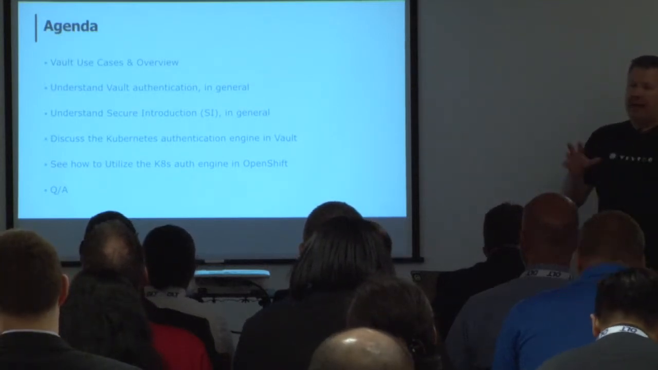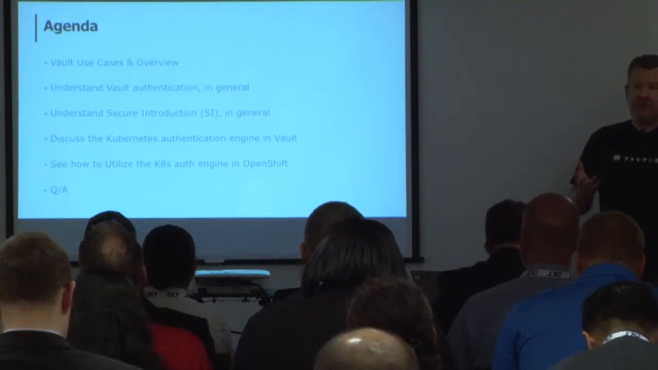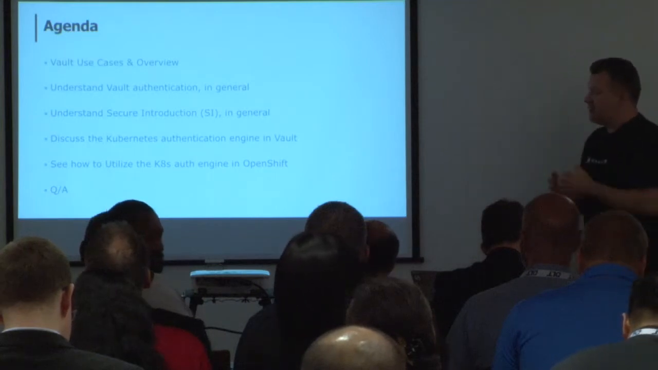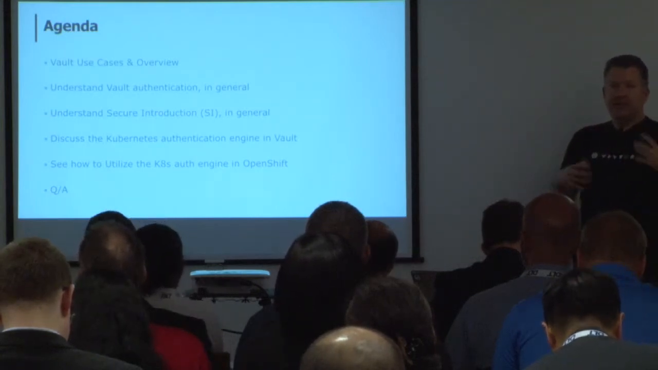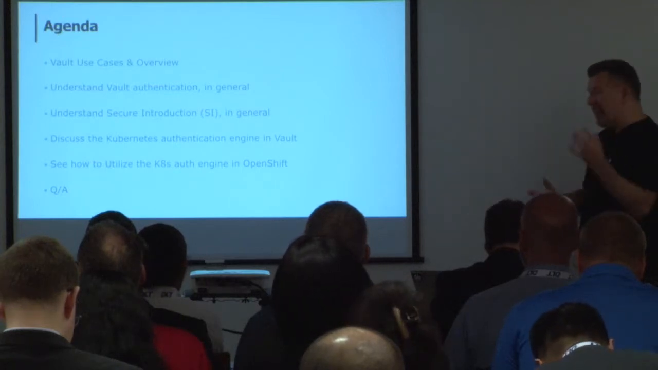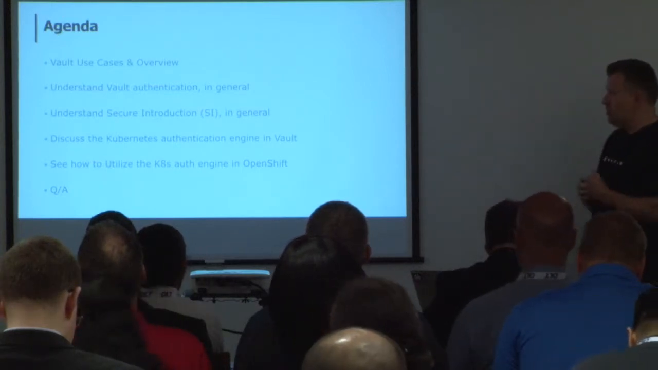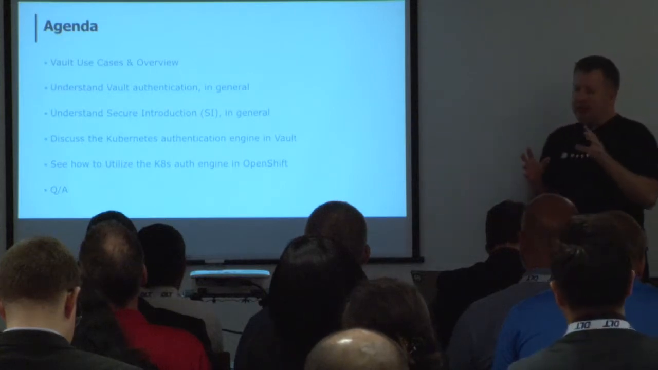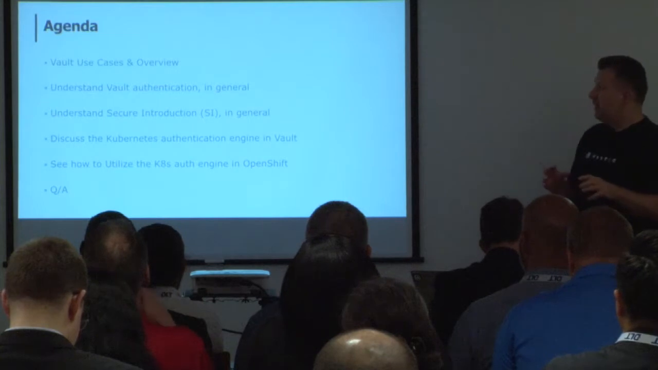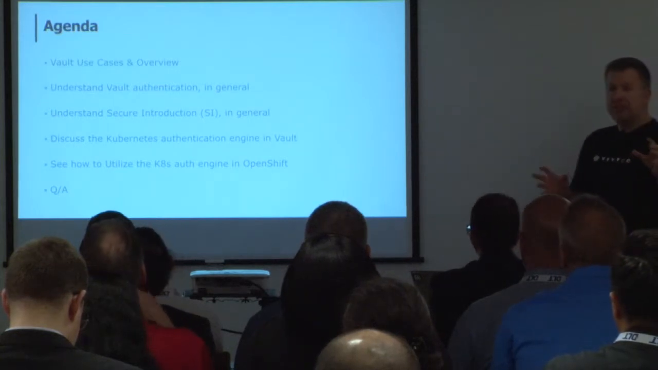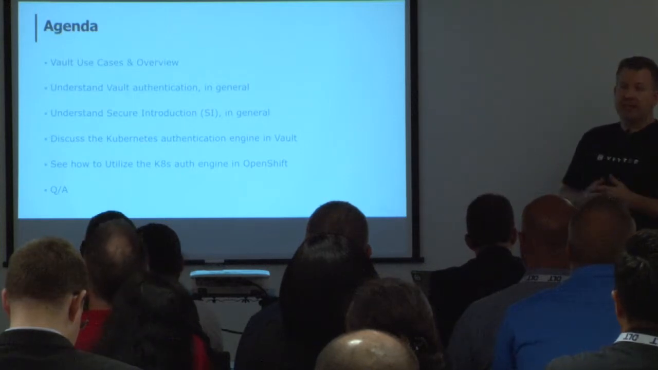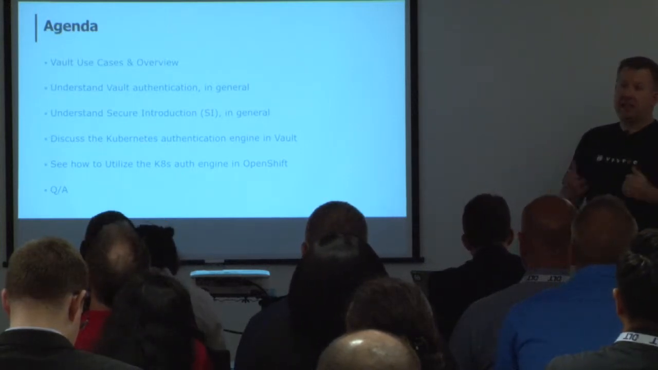We're going to talk about how that relates to the whole concept of secure introduction, right, and what that actually means. So that's kind of all about setting the context here, and then we're going to dive into the Kubernetes authentication backend and how that specifically relates to OpenShift. And we don't have a lot of time, so I won't really do a demo, but I'll kind of go over some code snippets to see what it looks like to set the whole thing up and provide some resources that you could go to later on to actually see it in action.